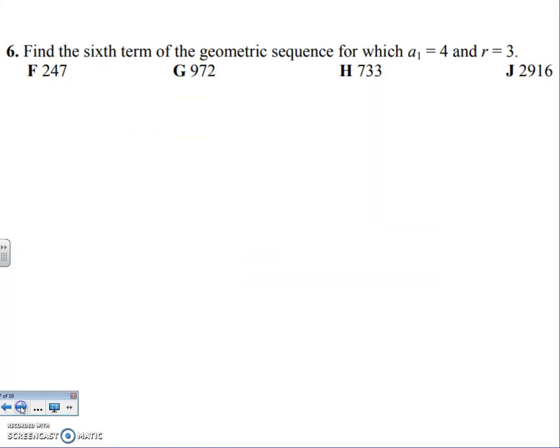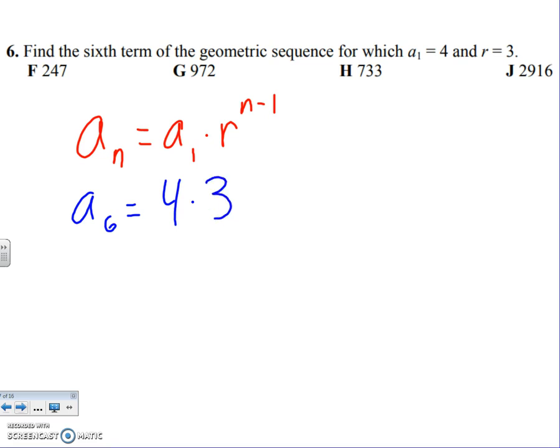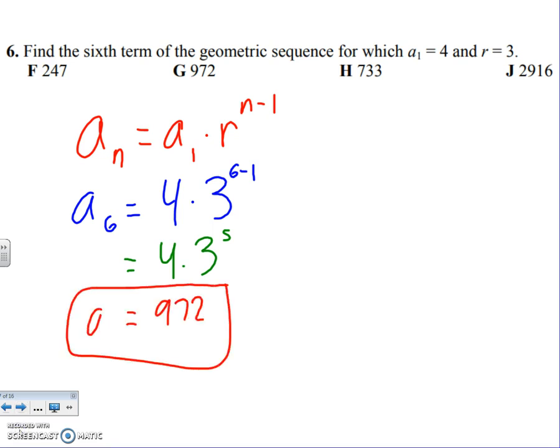Alright, time for number 6. Find the 6th term of the geometric sequence for which a sub 1 is 4 and r is 3. So we use the nth term form for geometric sequences. So a sub n is a sub 1 times r to the n minus 1 power. We're trying to find a sub 6, so n will be 6. We're going to plug in. Well, a sub 1 is 4 times r is 3 to the n, which is 6 minus 1 power. So that's really 4 times 3 to the 5th power. You could type that in your calculator, and you'll get 972. 6th term of this geometric sequence is 972. That's G.